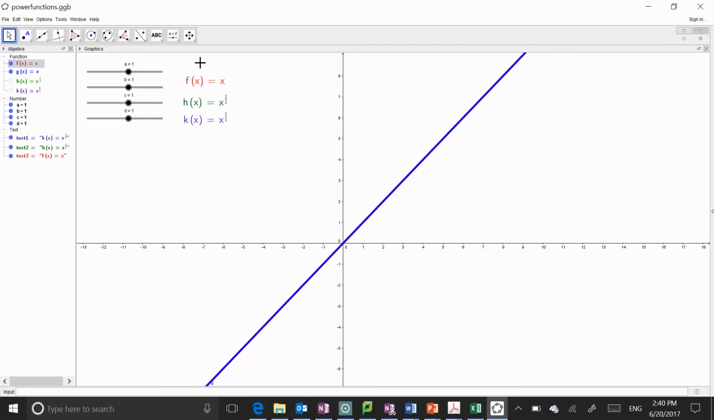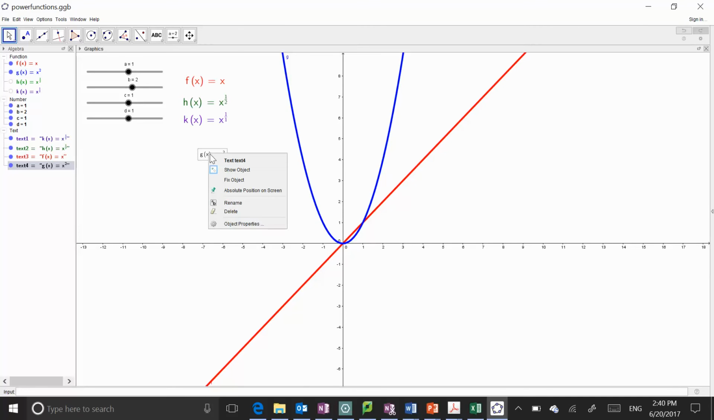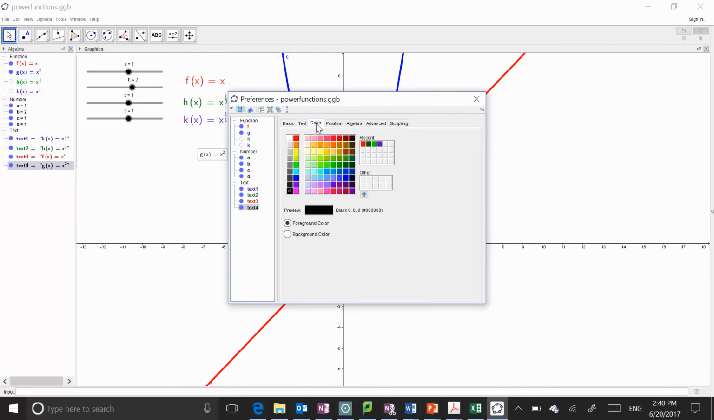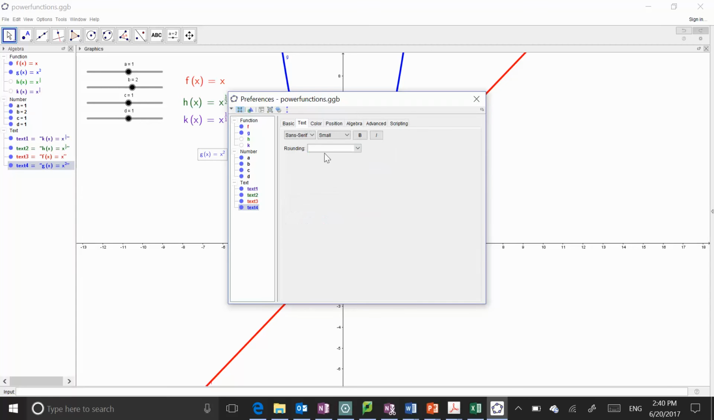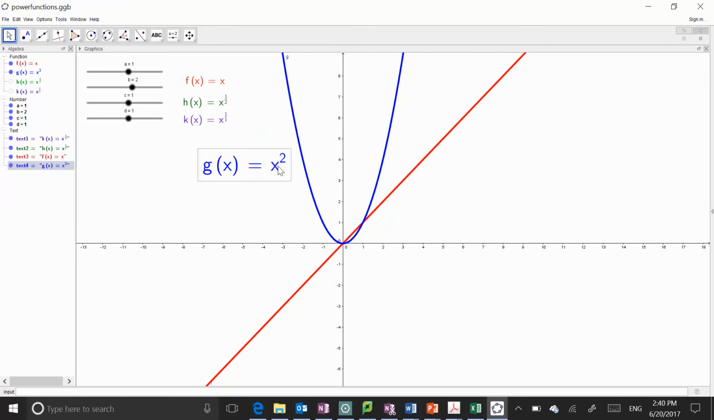We all know the same powers. If you have x to the power of 1, straight line, pretty straightforward. When I change it to x to the power of 2, which actually I'll take the equation out so you can see, and I'll enlarge it. Okay, here we go. These are the ones you know.